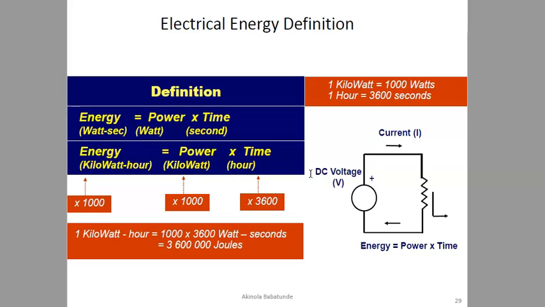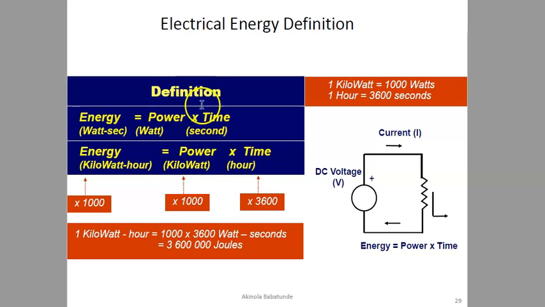Electrical energy, by definition, is equal to power times time. That would mean watt times second. So the unit of electrical energy is equal to watt seconds. Okay, you can also convert that to hours. For example, we could have kilowatt hour. Kilo means 10 raised to the power 3, like we mentioned in the previous slide. And then this hour can also be converted to seconds, and seconds can be converted to hour.